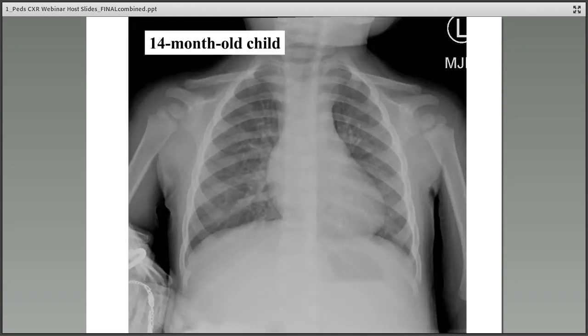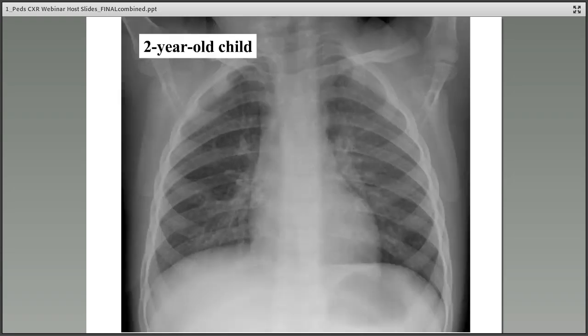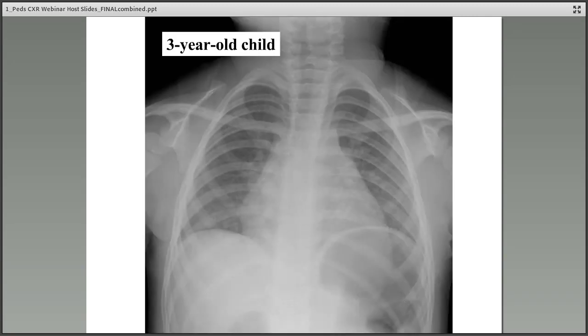As the child grows, the thymus regresses. By 2 years of age, we begin to see the bulges of the aortic arch and the main pulmonary artery. By the 3rd year of age, you begin to see the azygos vein on the right, just above the right upper lobe bronchus.